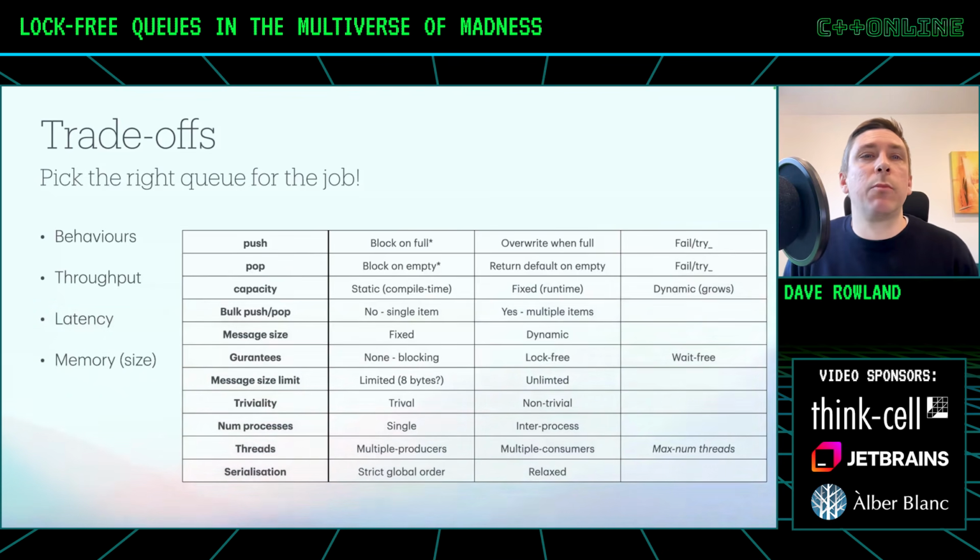Perhaps memory size is important to you. You're doing some embedded system that has very low memory. Perhaps using the queue that has the sequence number, which can double the size of your queue, is actually a price you don't want to pay.